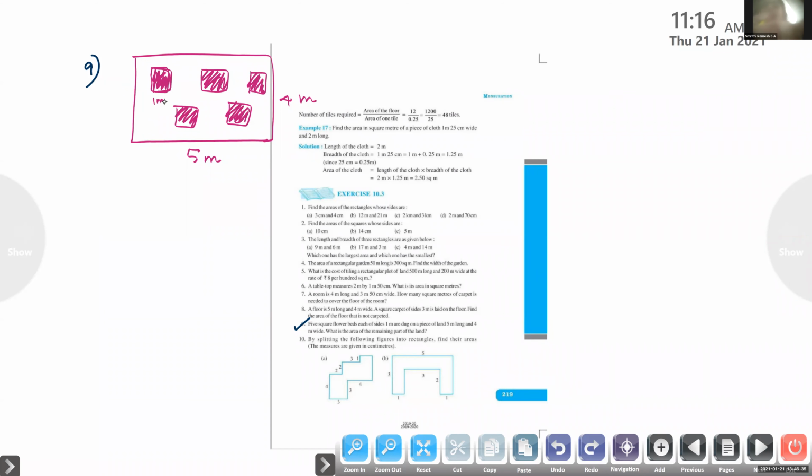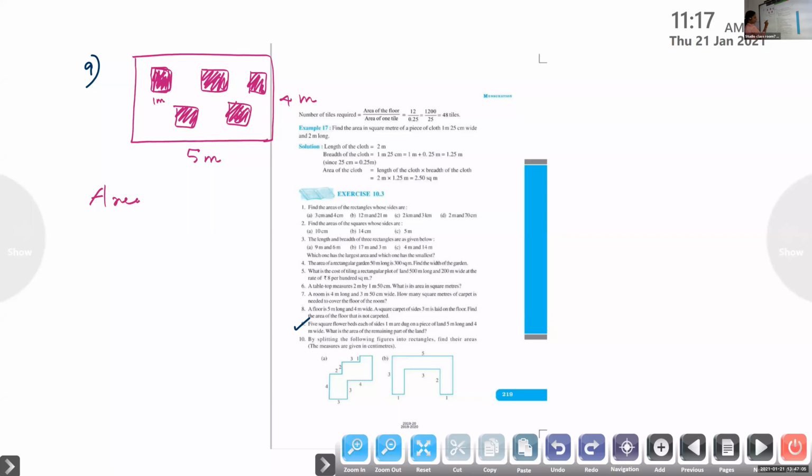Yes, ma'am. There are five flower beds, not only one. If there is only one flower bed, no problem, we can directly do. But there are five flower beds. So one flower bed's area into five you have to do. And how will you find the remaining part? Area of land minus area of the flower beds. Okay, so we'll do it now.